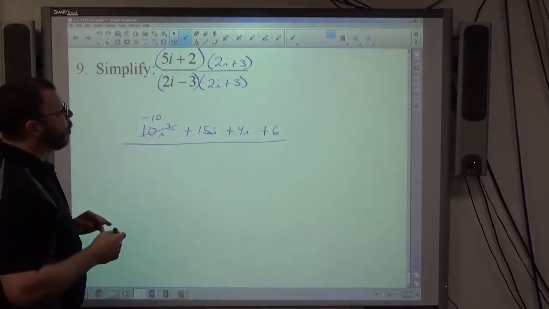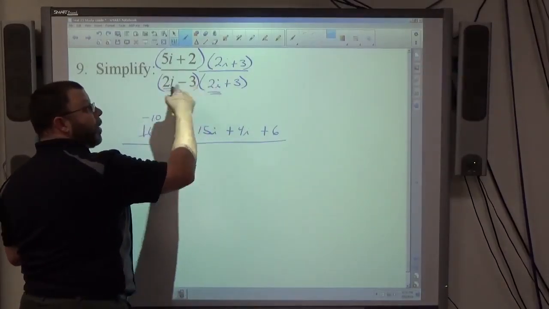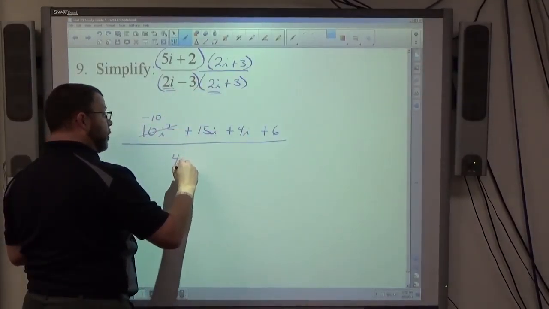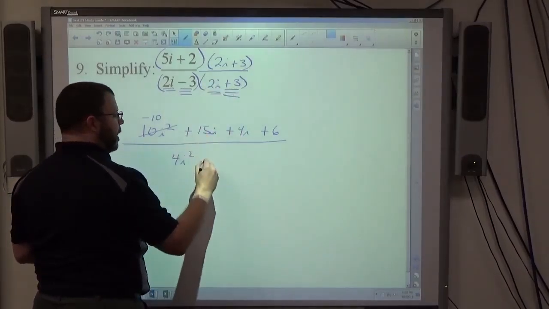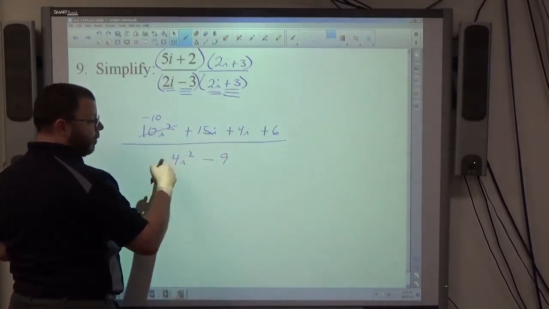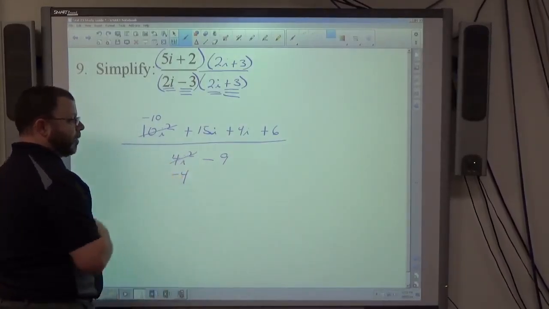On the bottom, I don't have to FOIL it, I just have to do first times first. 2i times 2i, both positive, gives me positive 4i squared. And negative 3 and positive 3, opposite signs, gives me a negative 9. And down here, I also get an i squared. Positive 4i squared becomes negative 4.